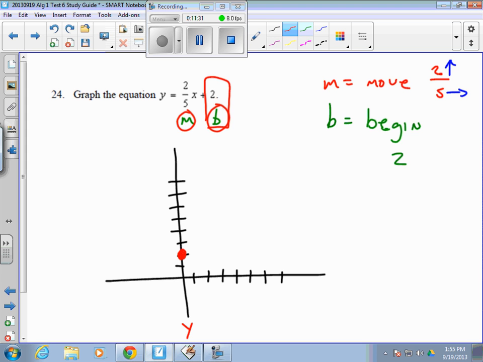M's value is 2 over 5. It's positive. That tells you to go up 2 times, so up once, twice, and over 5 times. So 1, 2, 3, 4, 5. So your second point will be right there. You have 2 points. You can draw a straight line through your 2 points, straight as you can. Your graph will look like that.